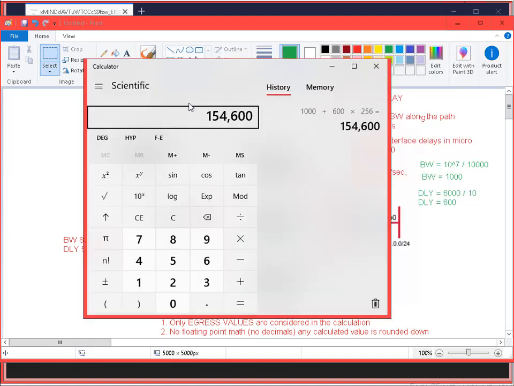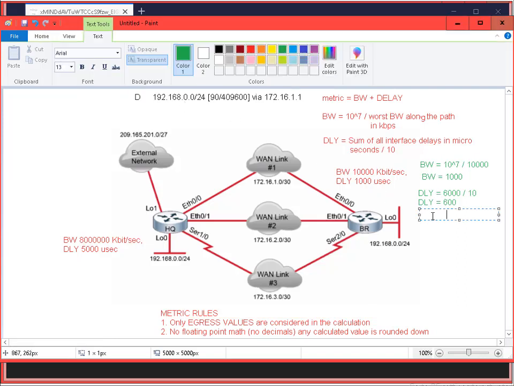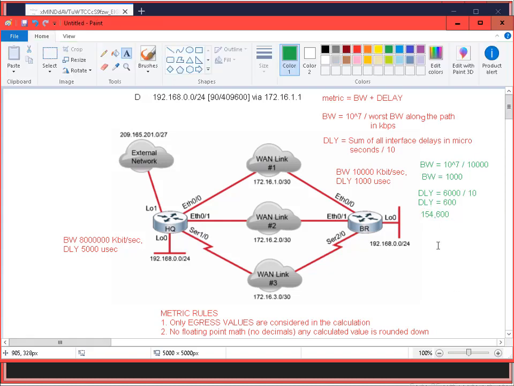The magic doesn't happen here because we're manipulating the metrics for the purpose of the class and for the purpose of route selection and path selection. But let me go ahead and write that down, and I'll show you why. That would have been my overall path metric, but I'll show you why that metric isn't the correct value. In fact, let me show you right now.